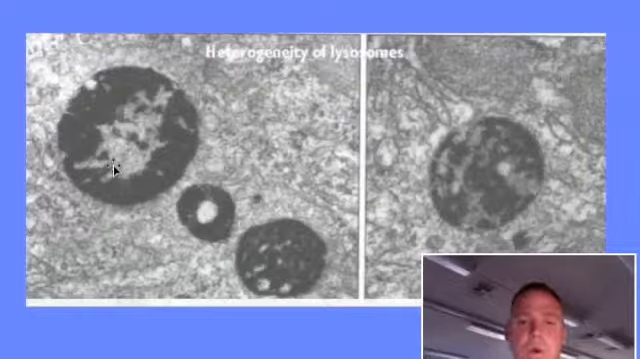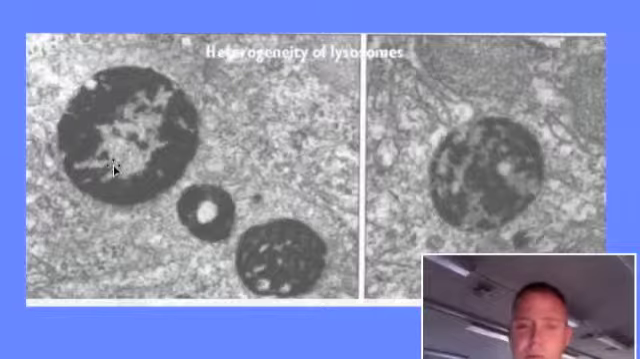Or they can be used for programmed cell death. Certain cells have to die at certain times for the good of the organism. For example, the tail of a tadpole disappears because of the apoptosis, the programmed cell death of these lysosomes bursting open and digesting the cells in which they'd lived.